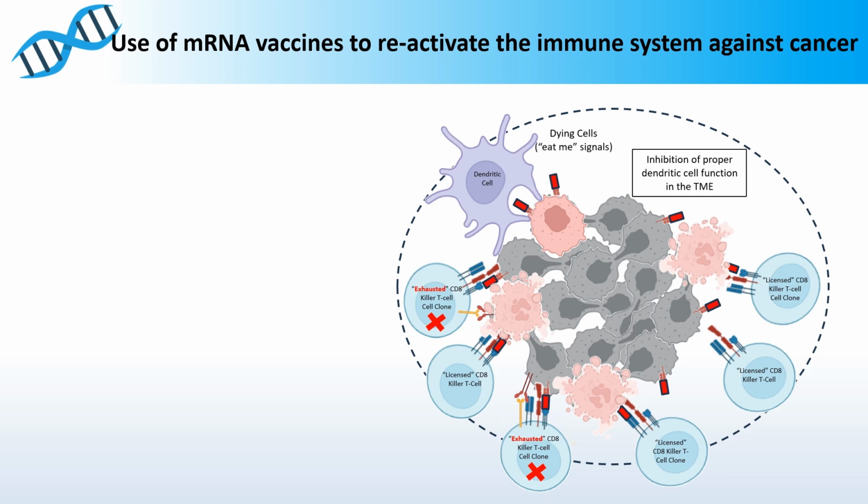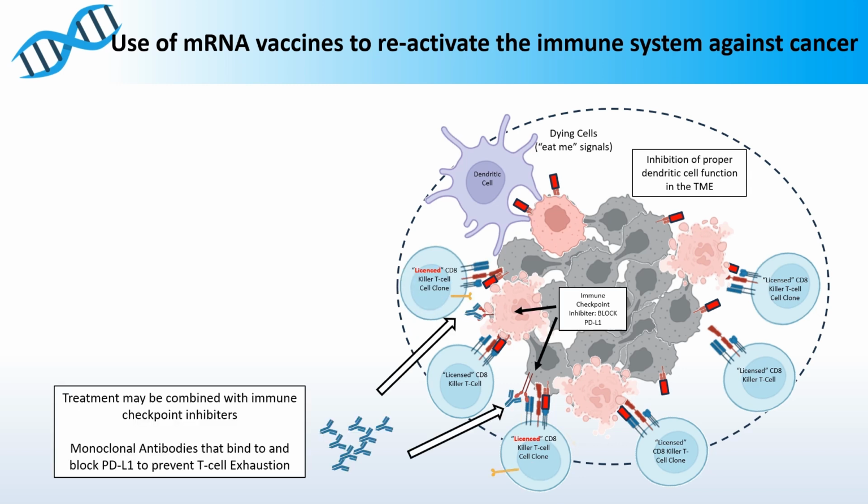But this inhibition from PD-L1 could also be offset by combining this type of mRNA therapy with checkpoint inhibitor treatment. And this is something which generally takes the form of antibodies that can bind to and block this PD-L1 on the surface of cancer cells, reducing the occurrence of CD8 killer T cell exhaustion in the tumor microenvironment, which of course could lead to increased killing of cancer cells.